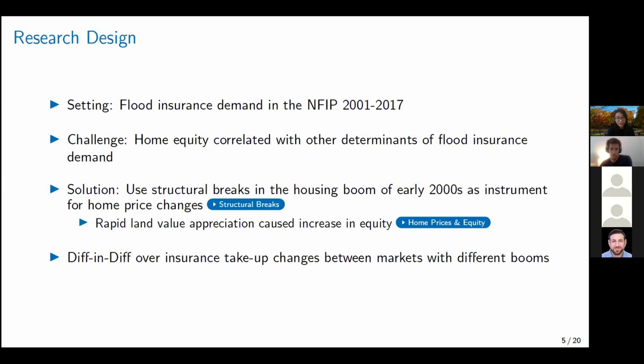We are going to study flood insurance demand in the NFIP, the National Flood Insurance Program, between 2001 and 2017. Now, the challenge we're going to face is, of course, that home equity is going to be correlated with a lot of determinants of flood insurance, such as income level or education level, financial literacy, risk preference, etc. So what we're going to do as a solution is exploit structural breaks in home prices during the housing boom of the early 2000s.